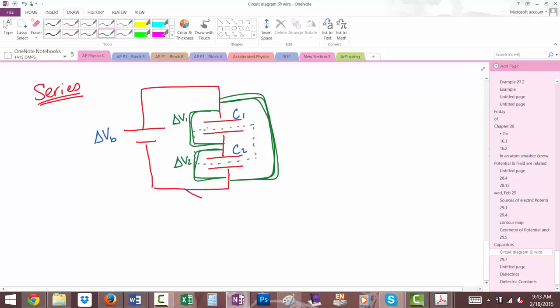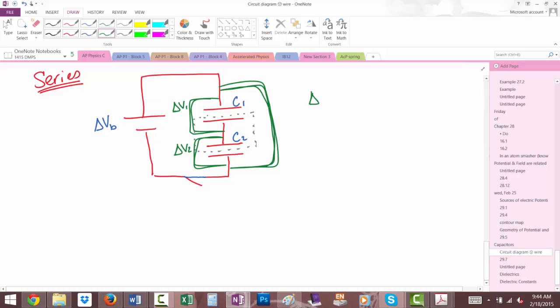The potential across this capacitor. They have to add up to the total voltage. Is that okay? So delta VB equals delta V1 plus delta V2. So far, so good?